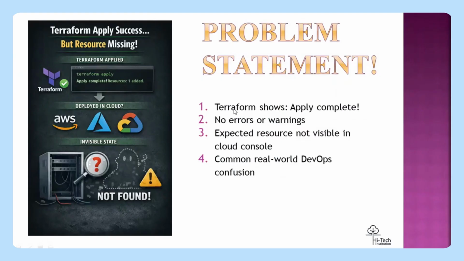Hope you are aware now. The problem is Terraform showing apply complete. There is no error message or warning, but still the expected resource, the VPC and subnet, is not present in the AWS cloud. This is a common DevOps confusion for everyone. So how can we troubleshoot this situation? You may get the same issue when you are attending an interview also.